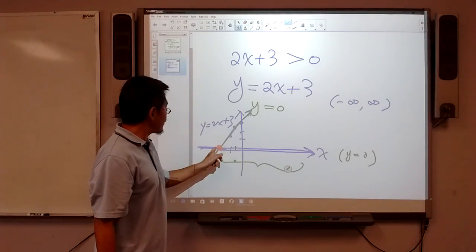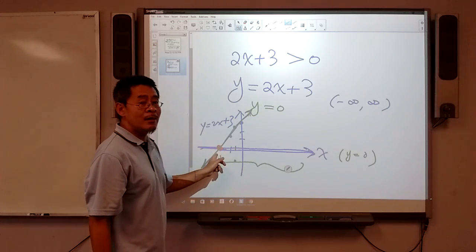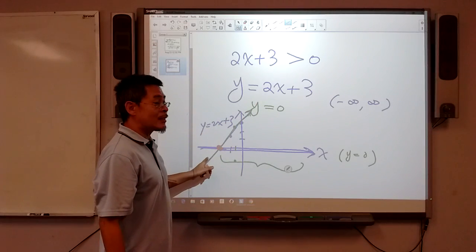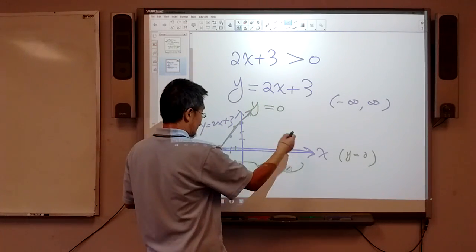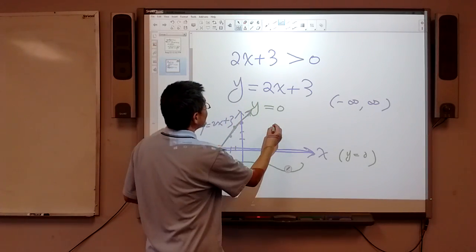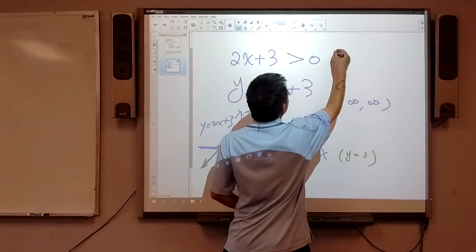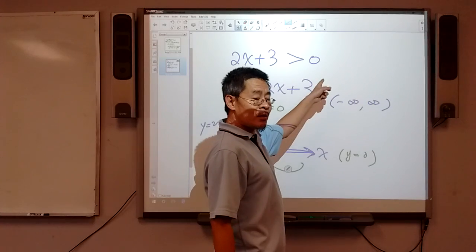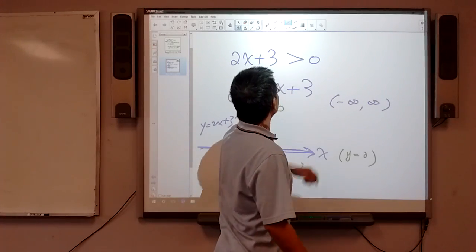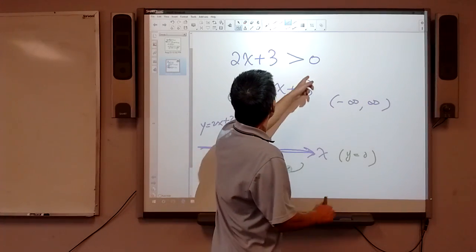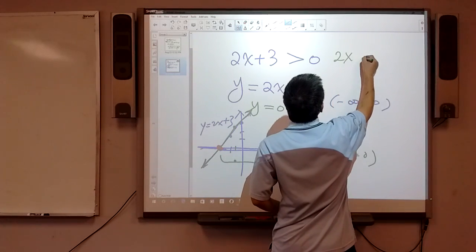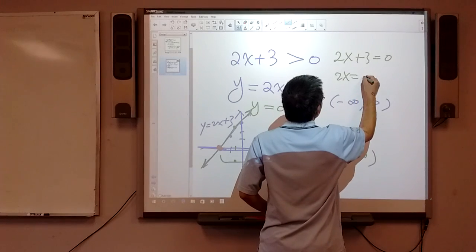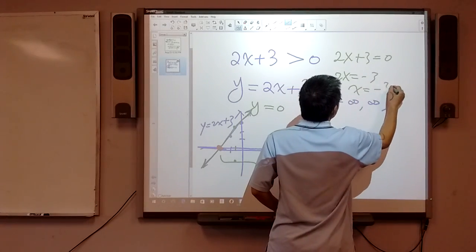But first we need to figure out this point. This point is what? Our x-intercept point, right? For this y. So basically, in order to find the linear inequality solution, we have to figure out the function equation. We start with the equation because we want to find the x-intercept. So we move the 3 over: 2x equals negative 3, x is negative 3 over 2, right?